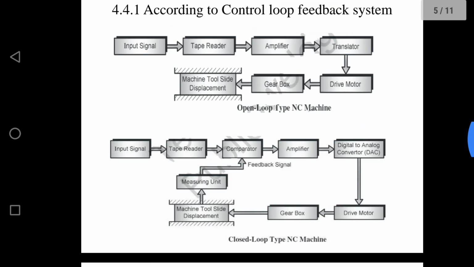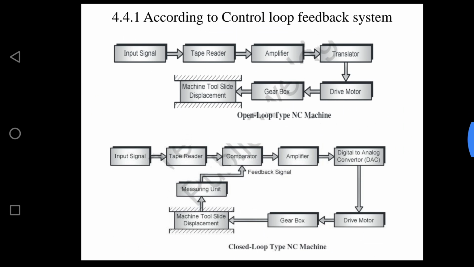The first one is according to the control loop feedback system. Well, what is the control loop feedback system? The name itself indicates it is divided based on the control loop feedback system. So you can see the first type here is the open loop type numerically controlled machine system. What is open loop type?